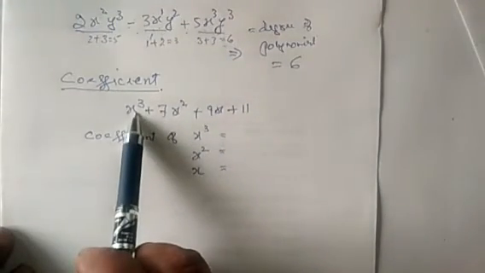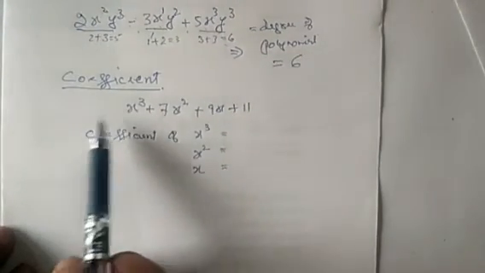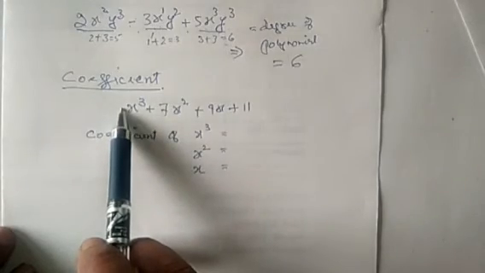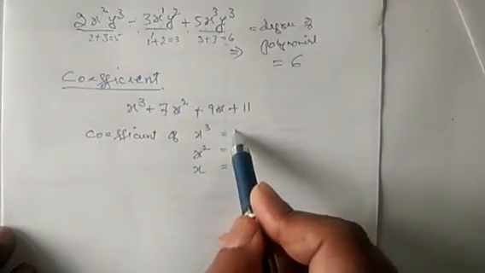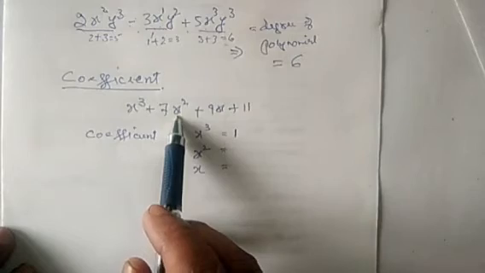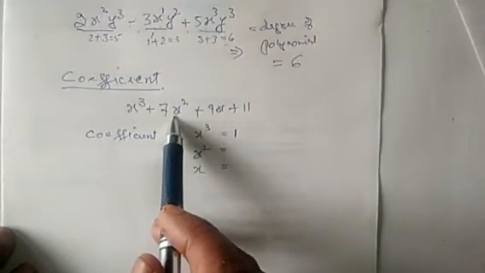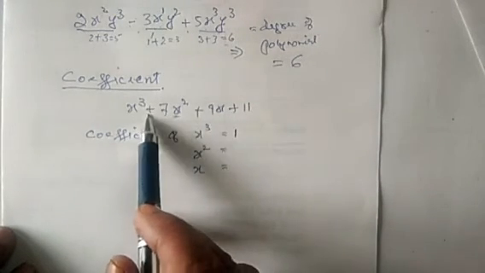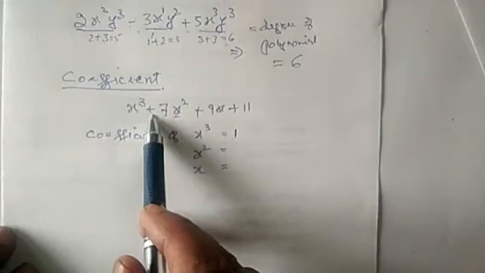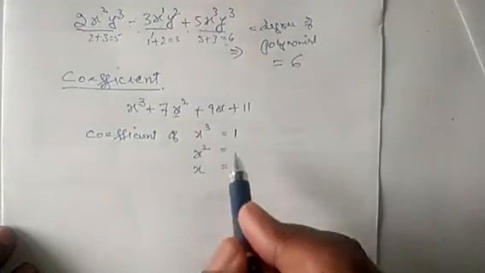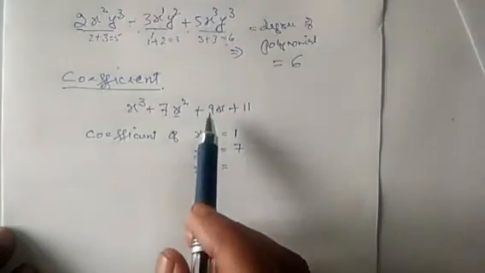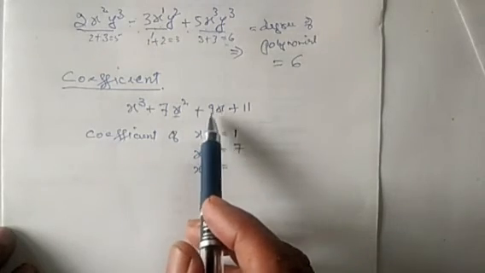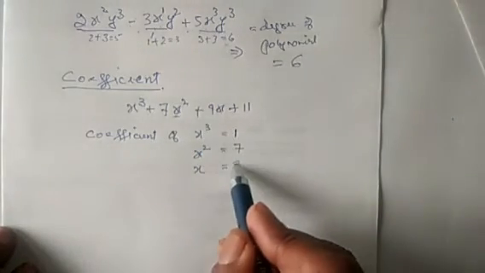You find the coefficient of x cube here. I told you earlier, there is no number written here, so it is 1. What is the coefficient of x square? You see the x square term, the coefficient is plus 7. With sign you have to write plus 7, so I'll write 7 only. If I ask what is the coefficient of x here, it is plus 9, I'll just write 9.